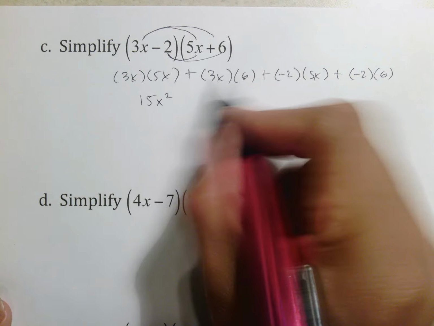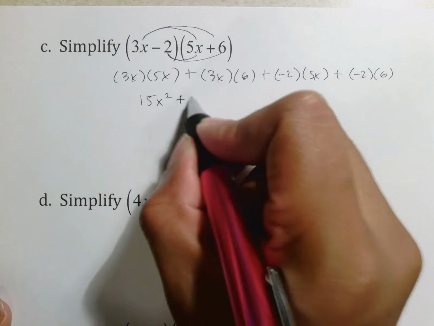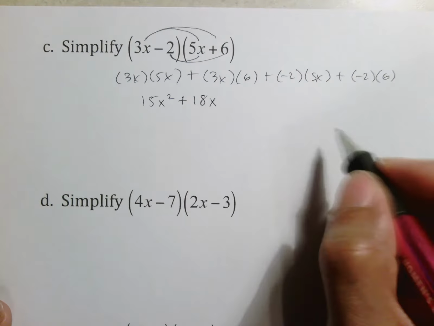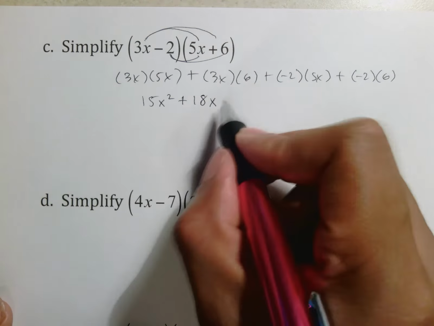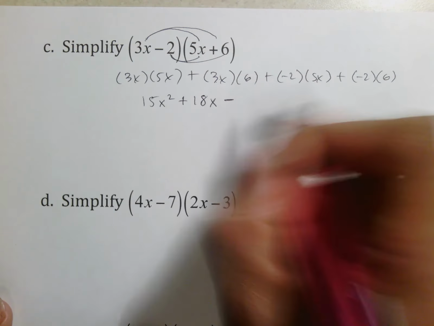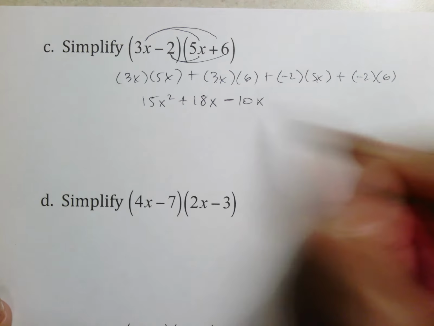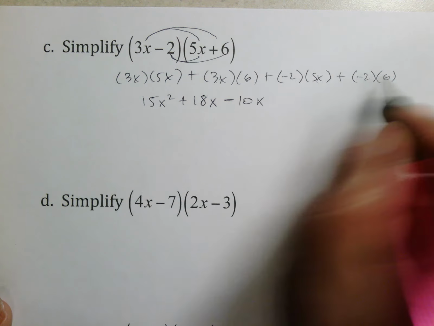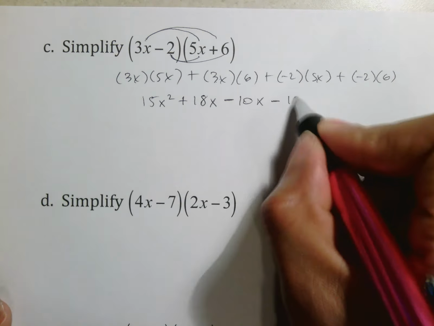Here we have a positive number, so plus 3 times 6 is 18 with 1x. Here we have a negative number because it's 1 negative. 2 times 5 is 10 with 1x. Here we have a negative number. 2 times 6 is 12.